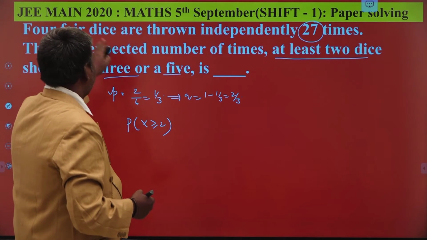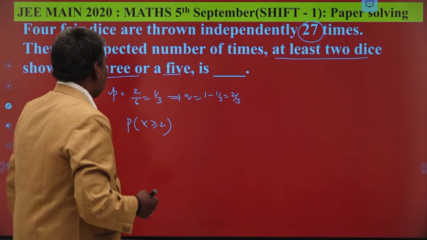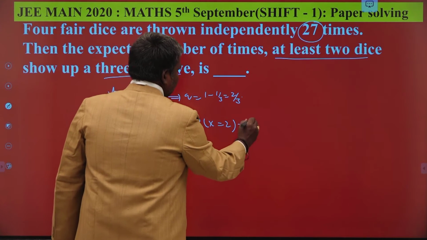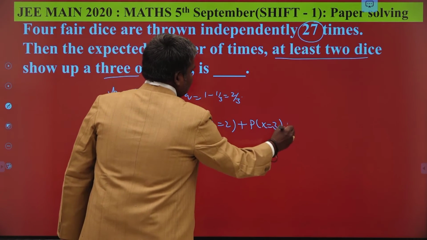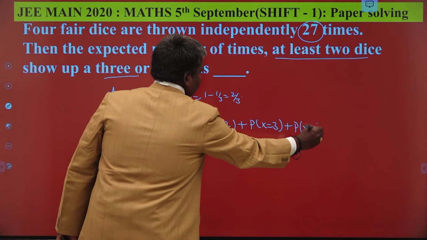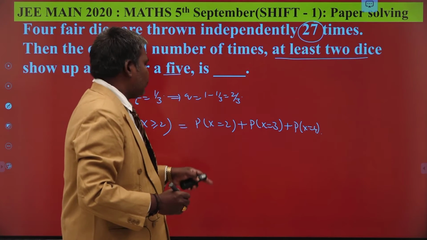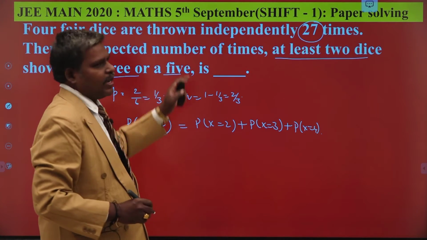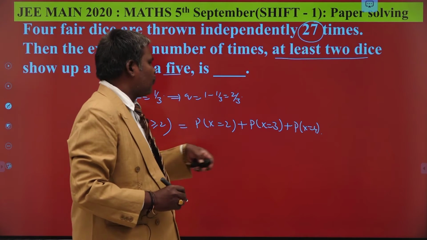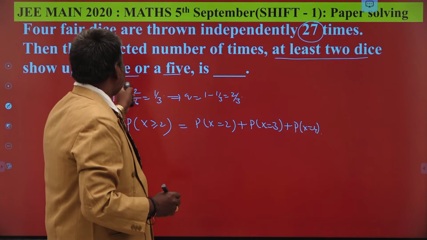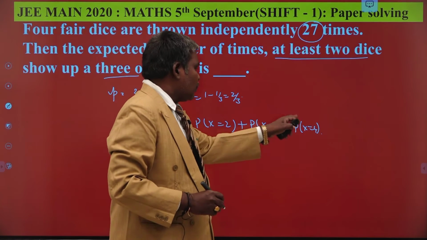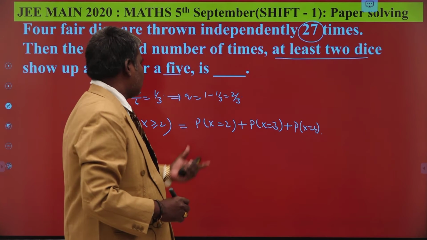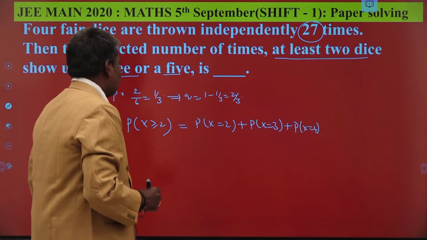So there are 4 dice thrown here. So we have to first of all find out the P of x greater than or equal to 2. We mean P of x equal to 2 plus P of x equal to 3 plus P of x equal to 4. P of x equal to 2 we mean what? When 4 dice are thrown, then 2 dice show either 3 or 5. P of x equal to 3 we mean when 4 dice are thrown, we obtain 3 or 5 on 3 dice. When 4 dice are thrown, 4 times we obtain either 3 or 5. These are the meanings. It is nothing but P of x greater than or equal to 2.